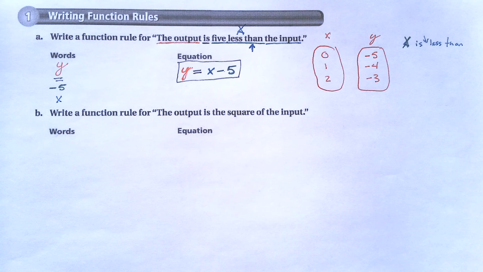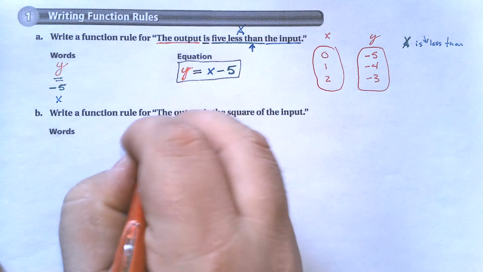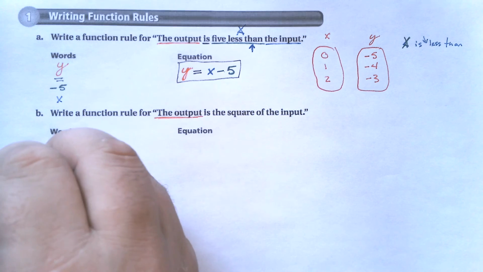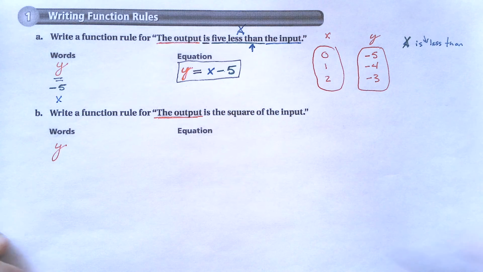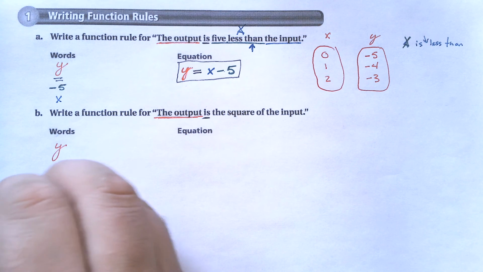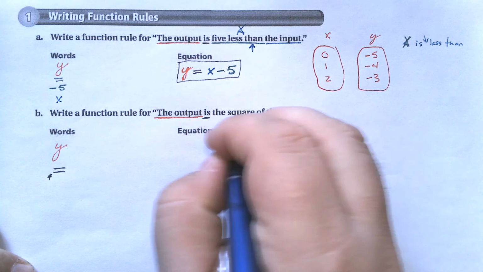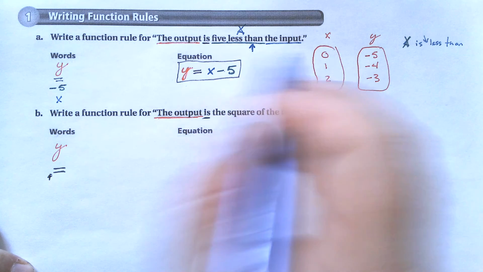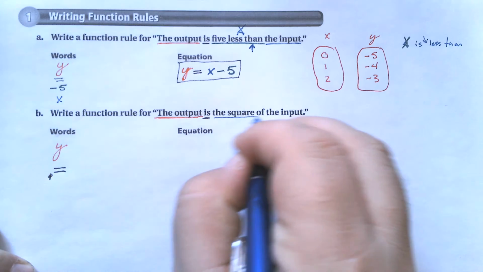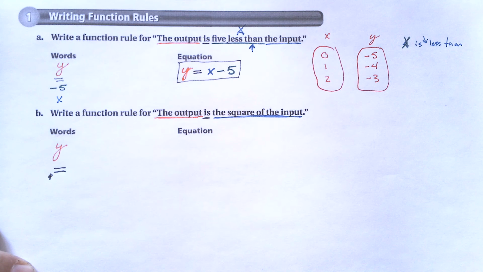So let's do it one more time down below. Write a function rule for the output is, so the output again is going to be my orange. The output, y, is our magic word meaning equal, is the square of the input. All right. Since there's no separation, there's no less than, there's no equal to, there's none of that, all of this belongs together. And what I got to remember is, what does the phrase the square of mean?